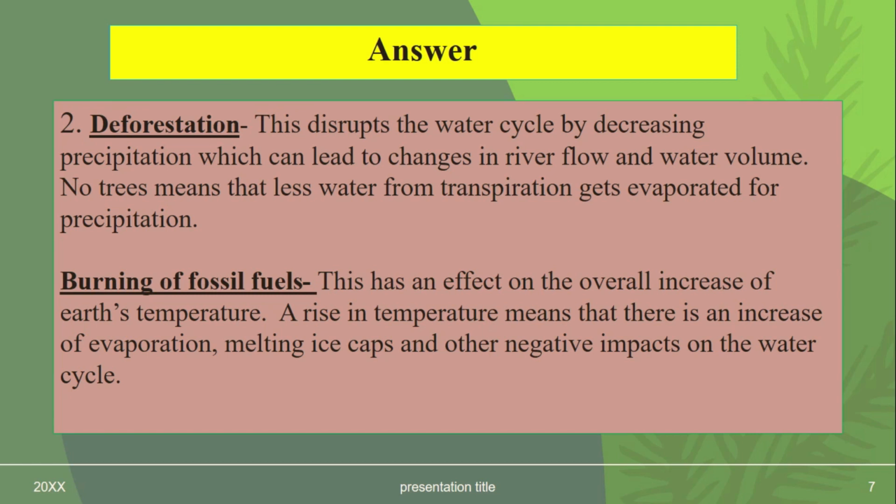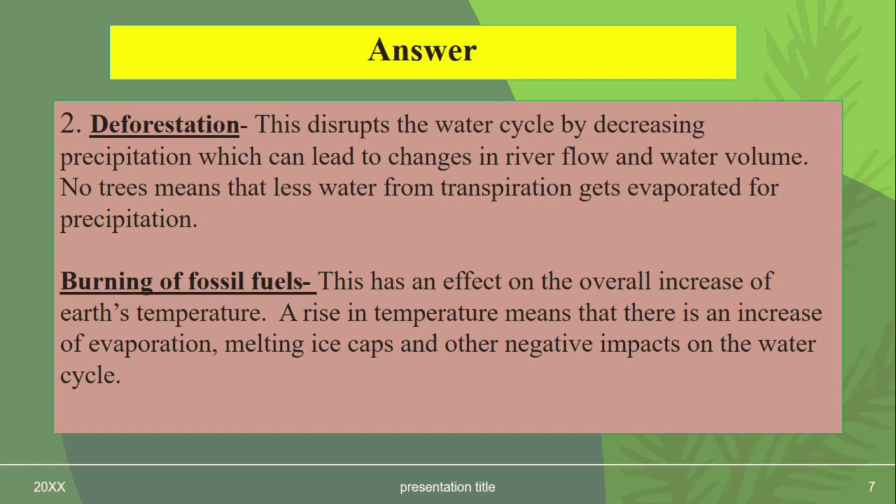No trees mean that less water from transpiration gets evaporated for precipitation. All right, and number 2, burning of fossil fuels. This has an effect on the overall increase of Earth's temperature. A rise in temperature means that there's an increase of evaporation, melting ice caps, and other negative impacts on the water cycle. All right, so those activities are basically human caused.